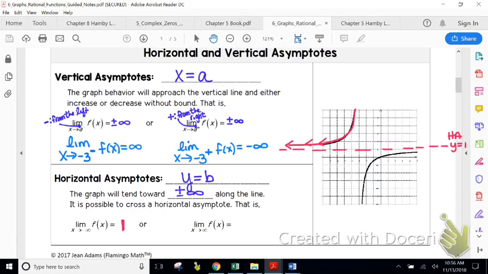And as x is going towards positive infinity, so I'm going to come on this part of my graph, as my x's are going to the right towards positive infinity, where does it appear my graph is approaching, my y value? It's also 1. Therefore, that tells us that we do have a horizontal asymptote at y equals 1.